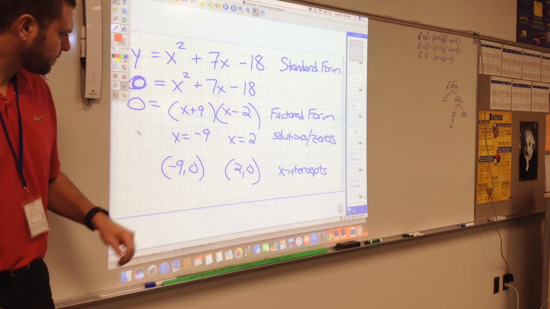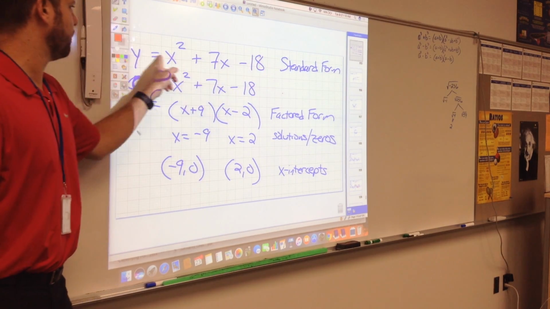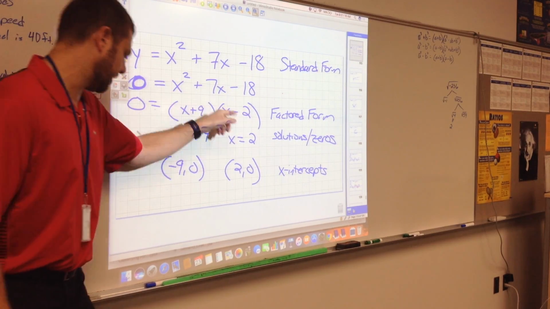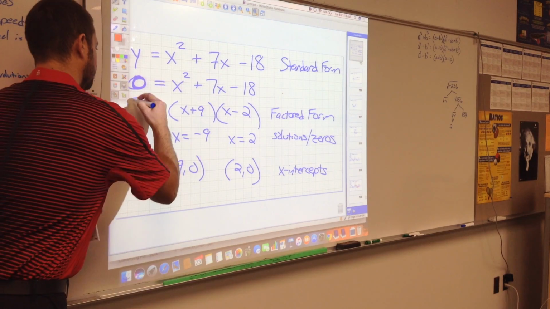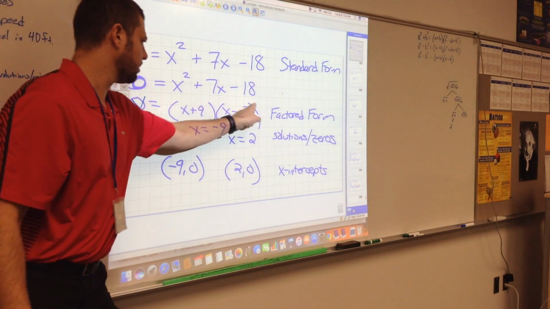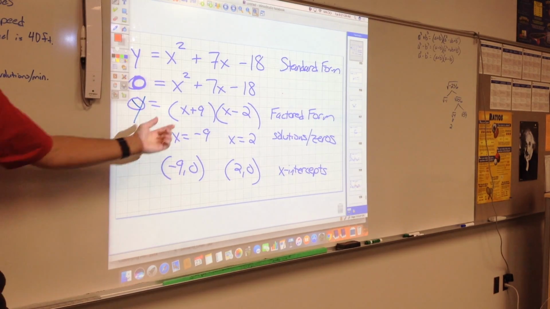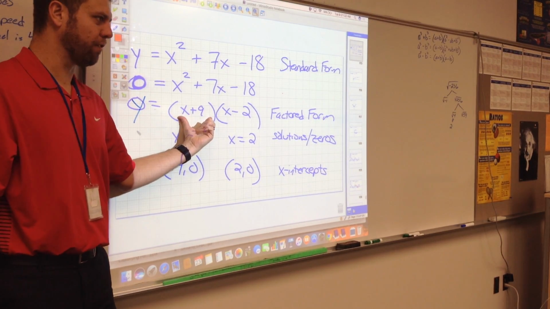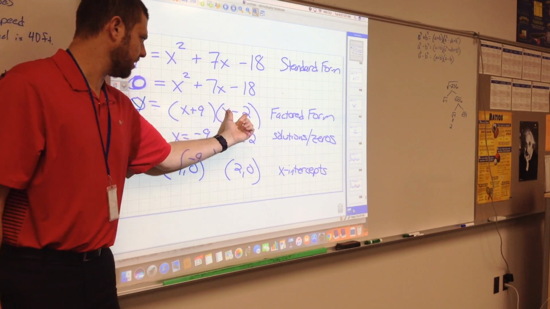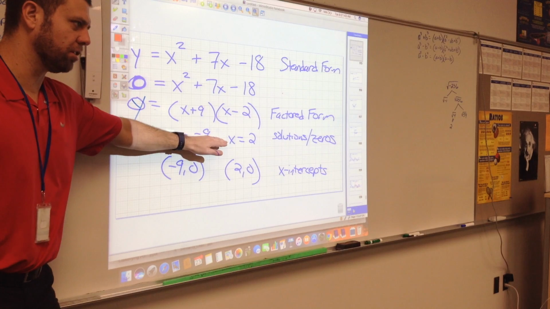And then I also wanted you to notice that when something is written in standard form, it's really not easy to tell what the zeros are. But if something was written in factored form, like if this said y equals (x plus 9)(x minus 2), is it pretty easy to tell what the zeros are if you saw factored form? Sure, right? What value of x makes this factor equal to 0? Or in other words, what plus 9 is equal to 0? -9. What minus 2 is equal to 0? +2. So if you see the factors, the zeros are easy.